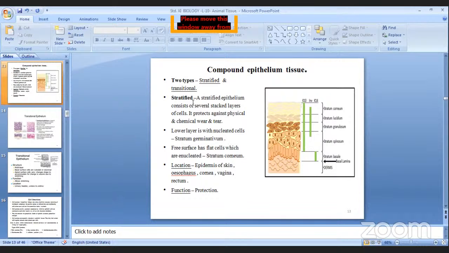The stratified epithelium consists of several stacked layers of cells. It protects against physical and chemical wear and tear. And obviously, since it is present in areas where wear and tear takes place, one basic function will be protection.